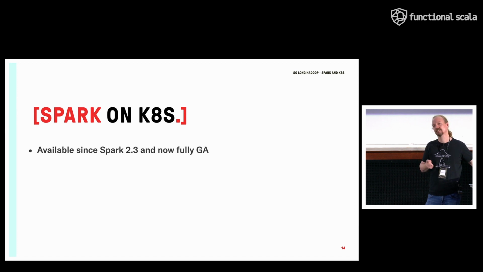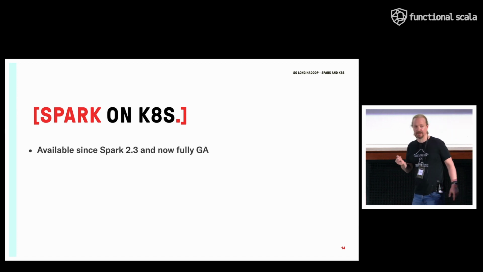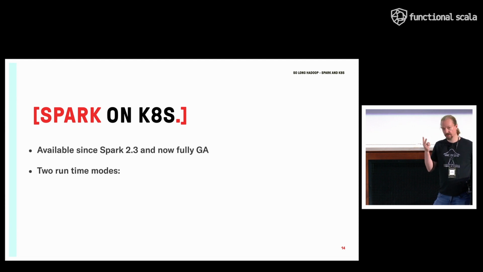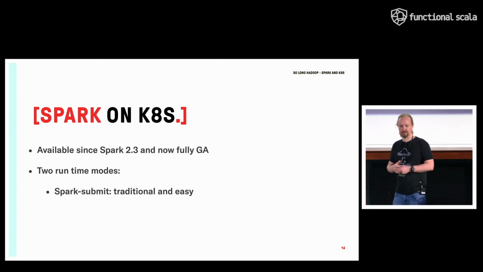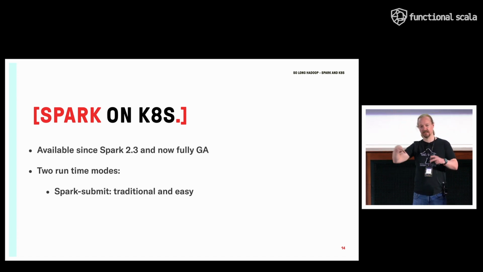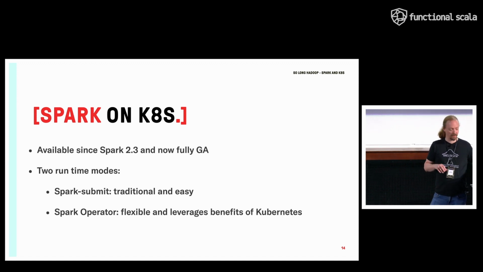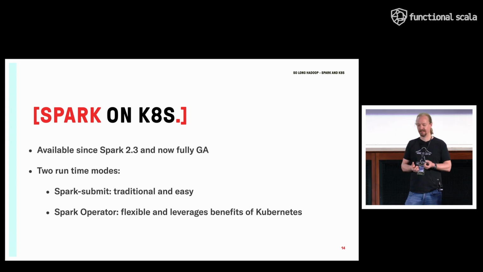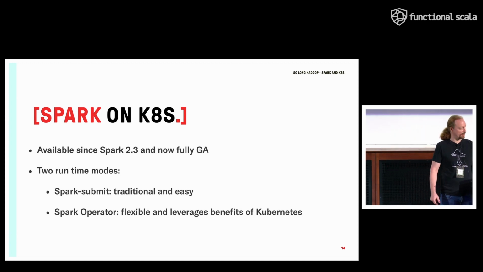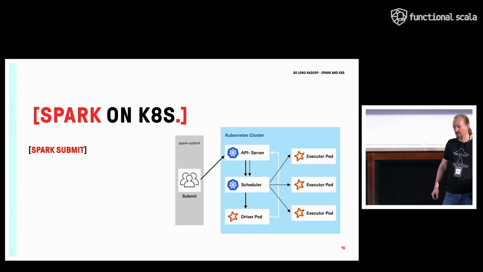So the cool thing is Kubernetes has been around since Spark 2.3, and it's now fully GA. It runs in two operational modes. The one easy way is to use Spark Submit, which is a script that runs as part of the Spark distribution. You just say, I'm going to target a Kubernetes cluster, and it just does all the packaging for you. It creates a Docker container, deploys your application, submits it, and does all the coordination. The better way now is actually using a Spark operator, because it's super flexible, and it's actually the Kubernetes native way of doing things.